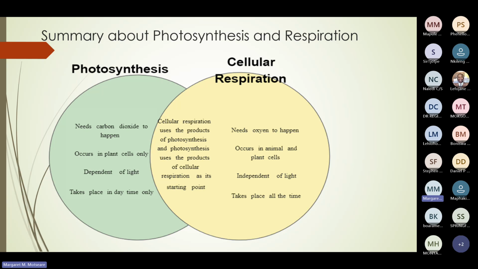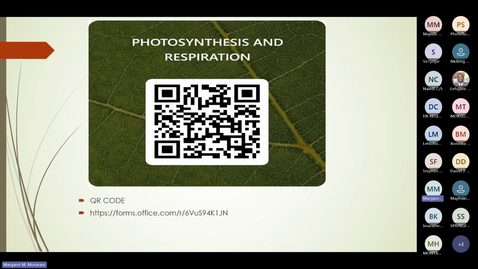And then let's look at these things around here in the middle. Cellular respiration uses the products of photosynthesis, and photosynthesis uses the products of cellular respiration as its starting point. So it means whatever is released during the process of photosynthesis is used during the process of cellular respiration. And folks, I have come to the end of my lesson.